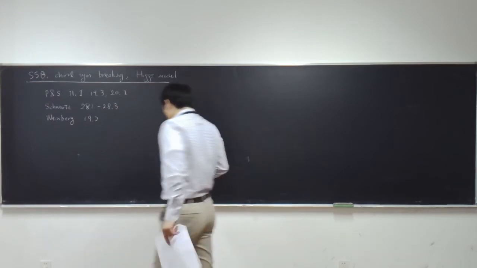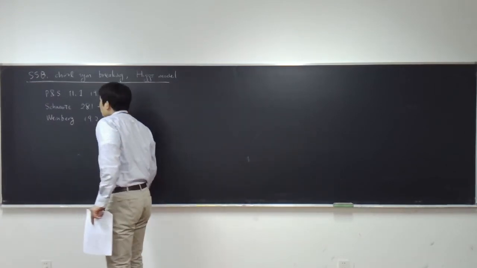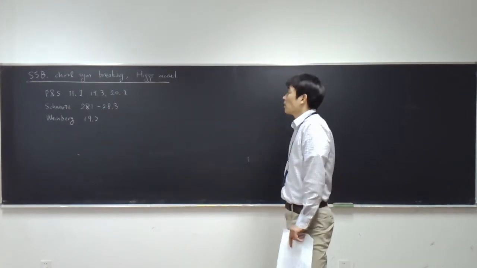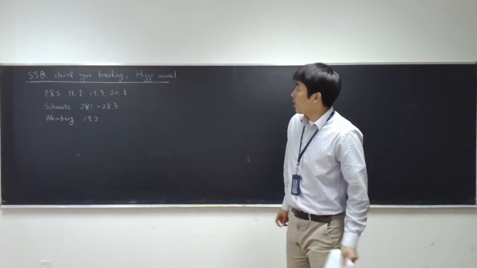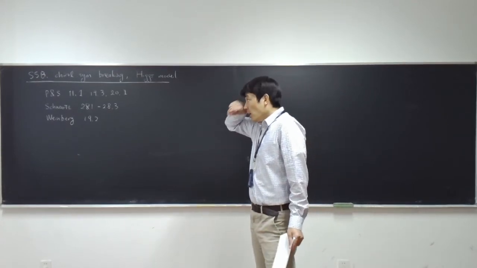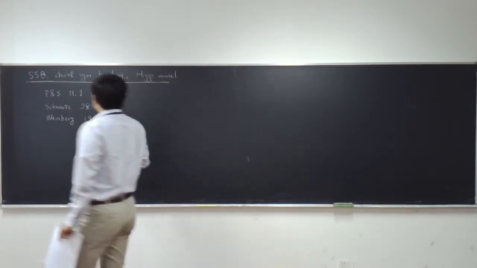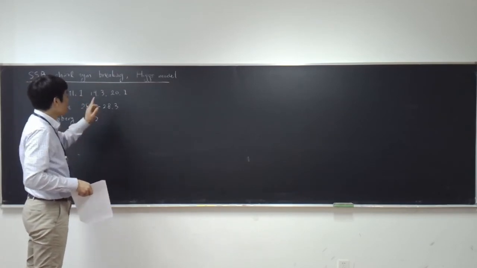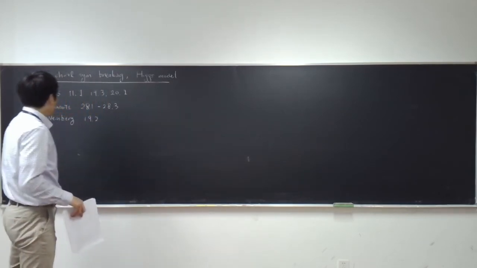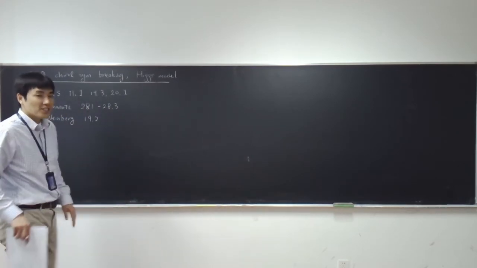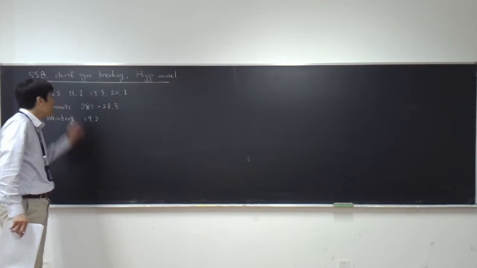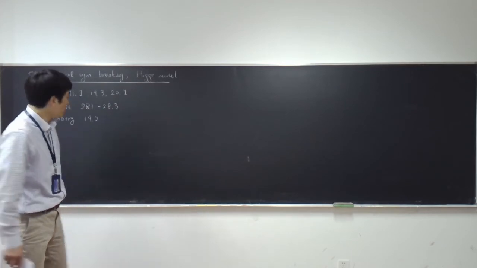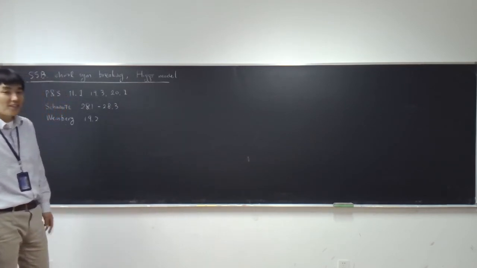So today we are going to talk about spontaneous symmetry breaking, chiral symmetry breaking, and also the Higgs model. For Peskin and Schroeder, they are separate sections and chapters: 11.1, 19.3 and 20.1. And Schwartz gives a really nice explanation of these topics. The relevant part is chapter 28.